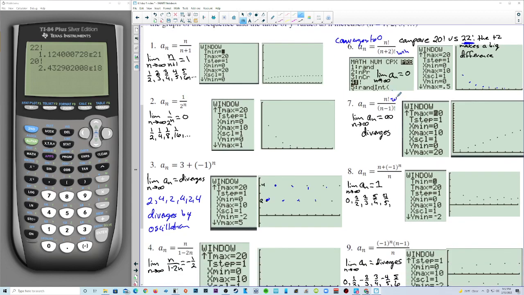Here the top is the winner to infinity. So this diverges, and we can see the terms are heading off to infinity.